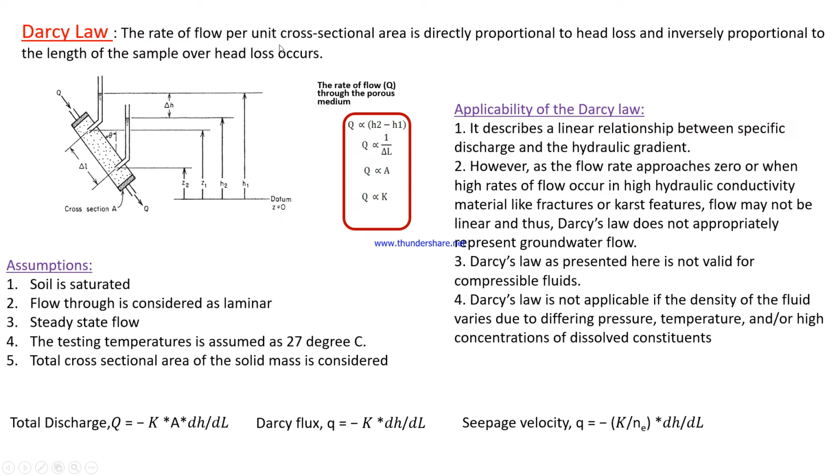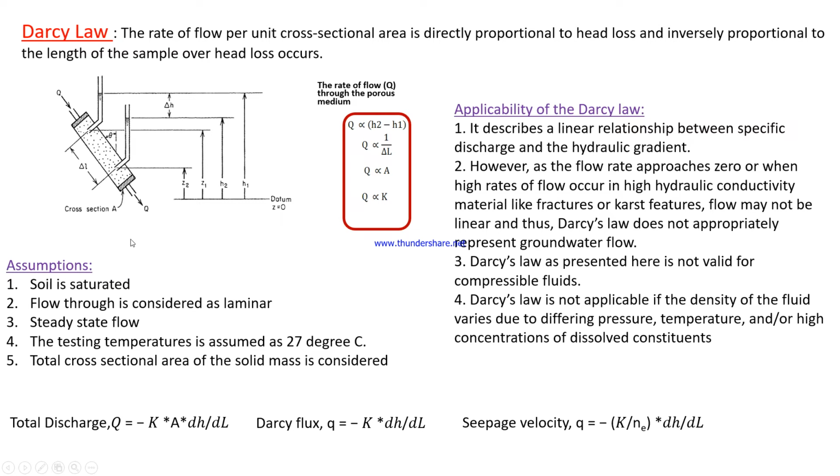The rate of flow per unit cross-sectional area, which is why we talk about permeability, is directly proportional to head loss and inversely proportional to the length of the sample over which the head loss occurs. The discharge is directly proportional to head loss, inversely proportional to the length of the sample, and Q is directly proportional to area.